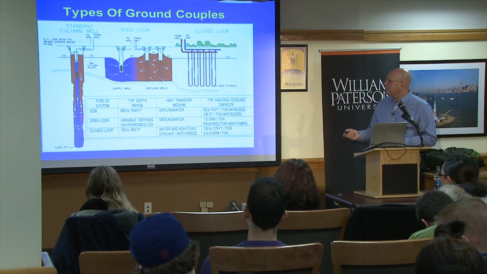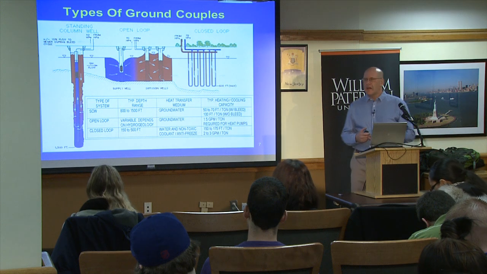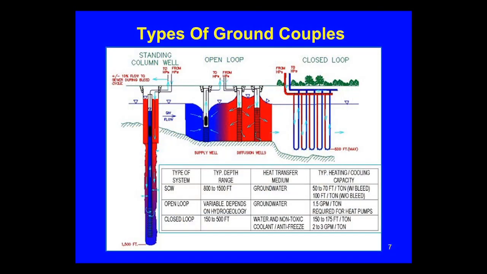The third system is called a standing column well. And it's a hybrid of the two. It's similar to the closed loop and similar to the open loop in certain ways. And basically, this is what's being put in mostly in your core urban areas. So if someone was considering a geothermal system in Newark, New Jersey, or New York City, these are the types of wells that are being put in.